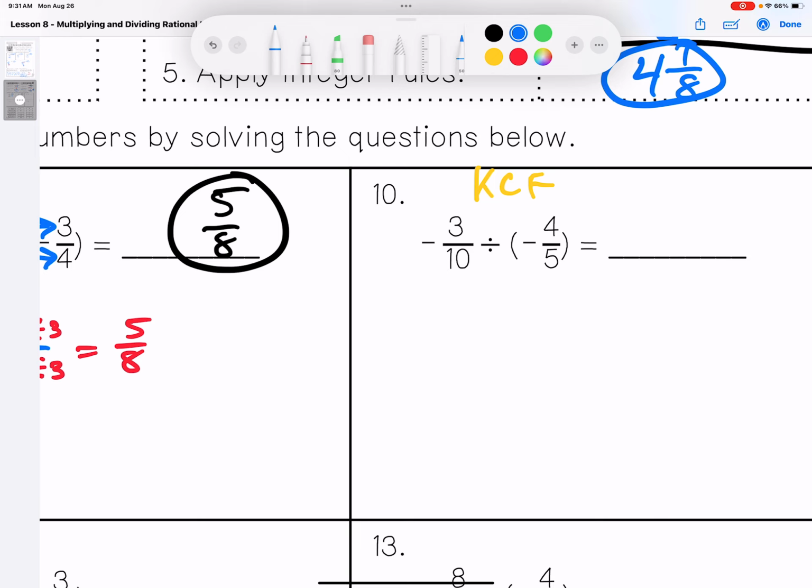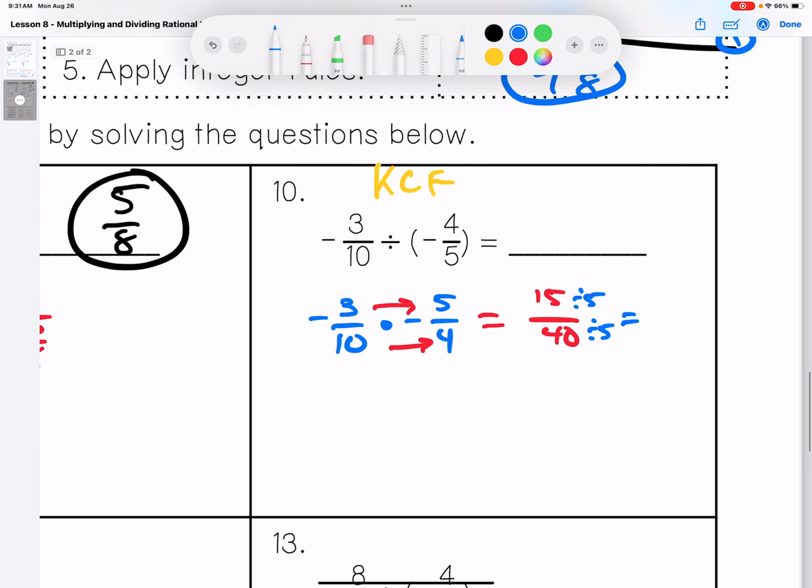All right, so we're going to keep the first one. Change it to multiplication and flip the next one. 3 times 5 is 15. 10 times 4 is 40. They both will go into 5. And I get 3 over 8. The answer is positive. Why? Because it was 2 negatives to begin with. The answer is 3/8.